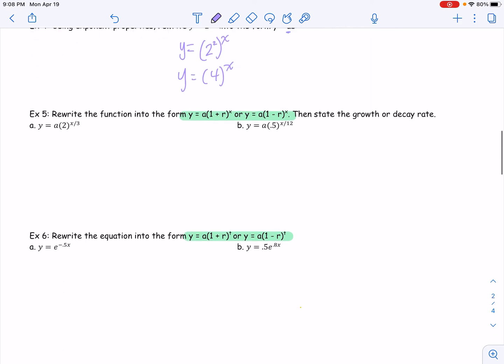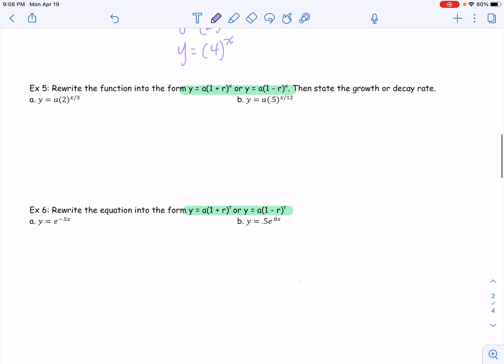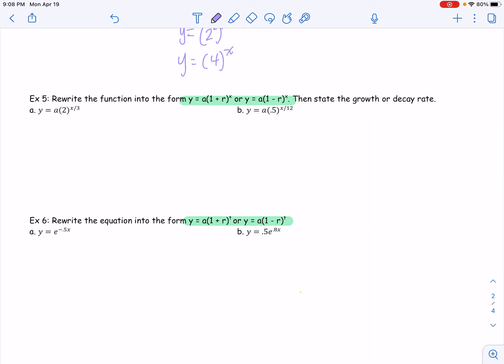Okay, we're going to do the same thing now, but we're actually going to rewrite it a step further. So what we're going to do is rewrite it into the form of a, the initial value, times either 1 plus r or 1 minus r raised to the x power. So what's inside the parentheses is like our base. So obviously if it's 1 plus a number, that's a number bigger than 1, it would show growth. And if it was 1 minus a number, then obviously that would be a number less than 1, so it would show decay.